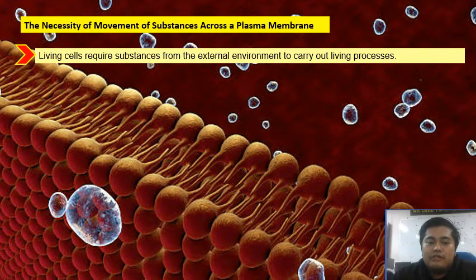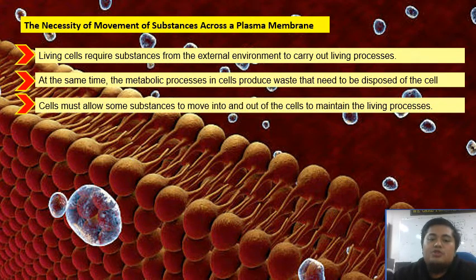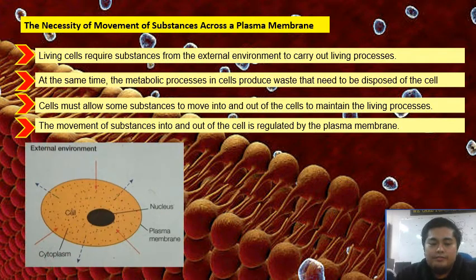So first, living cell requires substances from the external environment to carry out living processes. So at the same time, the metabolic processes in the cell produces waste that is needed to be disposed out of the cell. So the cell must allow some substances to move into and out of the cell to maintain their living processes. So the movement of substances into and out of the cell is regulated by the plasma membrane.